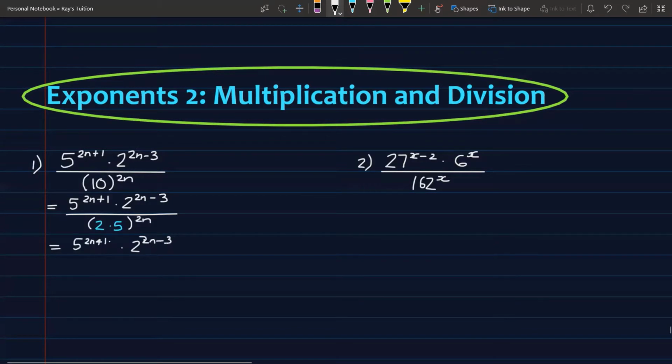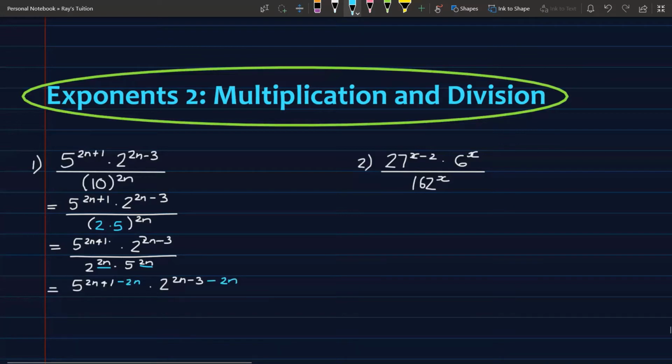And the denominator will now become 2 to the power of 2n times 5 to the power of 2n. Now we're going to use our exponential laws that when we're dividing, we're subtracting. So this becomes 5 to the power of 2n plus 1. And then I'm going to have minus 2n, subtracting this over here. Similarly, for the base of 2, I'm going to have the 2n minus 3 that was there in the denominator, and then I'm going to have the minus 2n from over there.